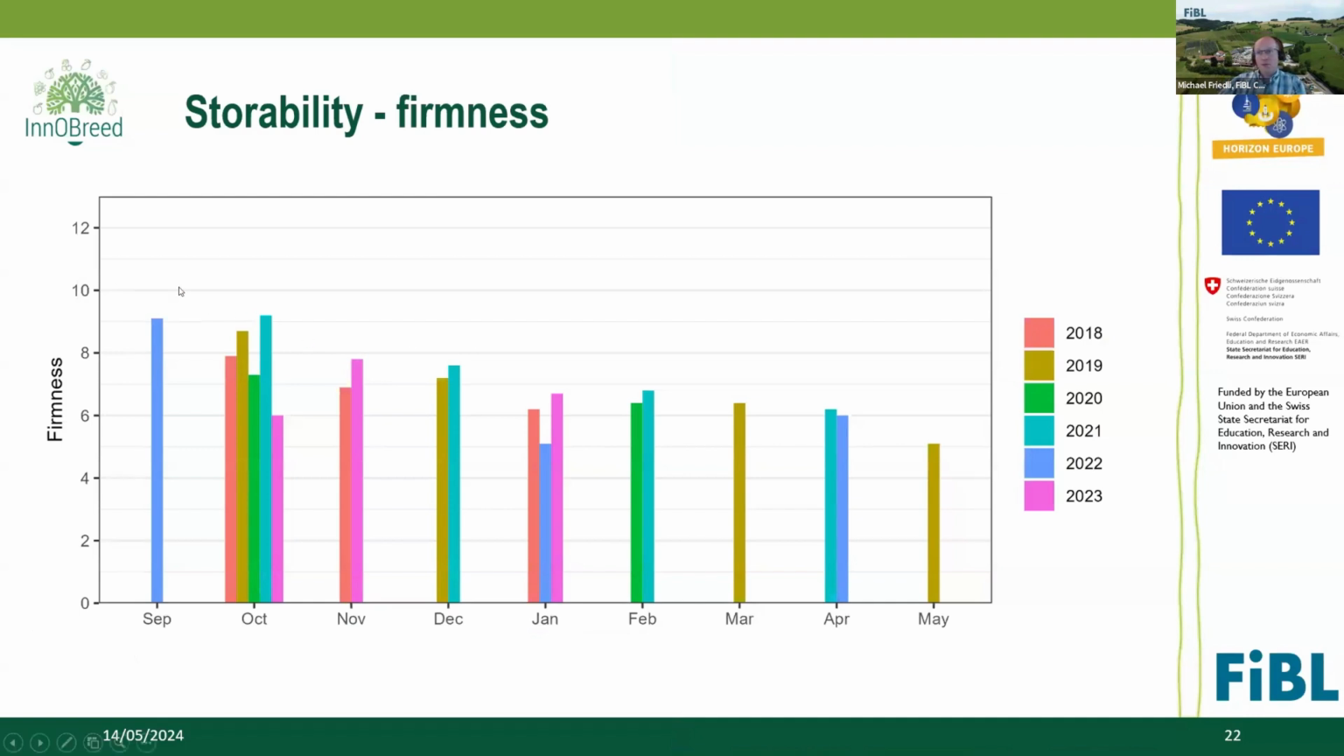Then when we take out the fruits, we also do different measurements of the firmness. You can see in this figure the data from September to May, also from different years, from 2018 to 2023. And you see how the development of the firmness is. It's really starting on a good and high level, and then it's decreasing more and more. And this is also quite an important aspect to look at.